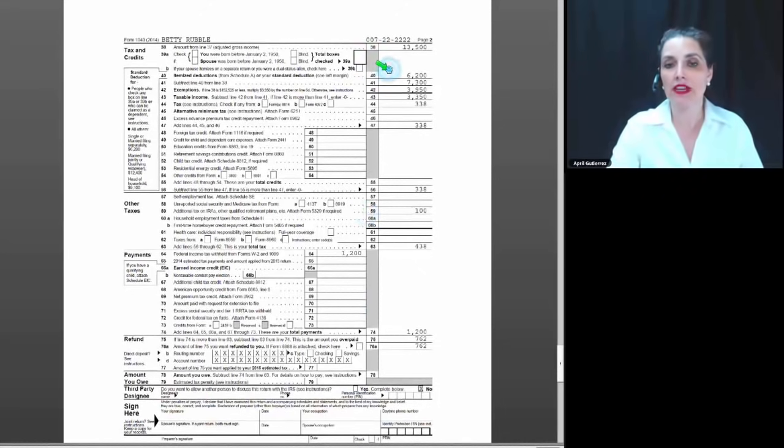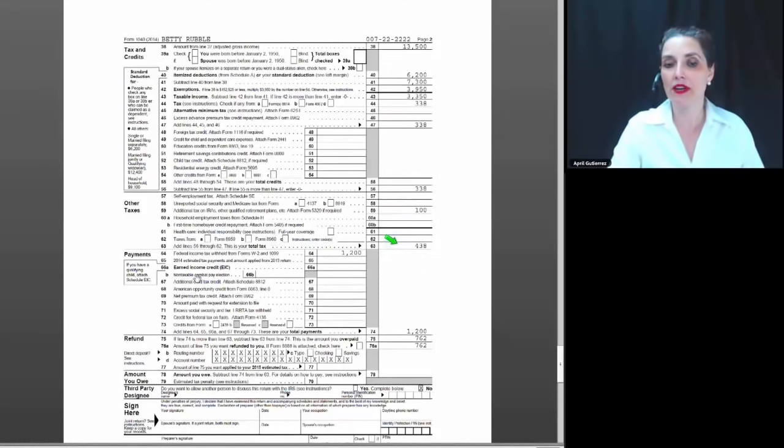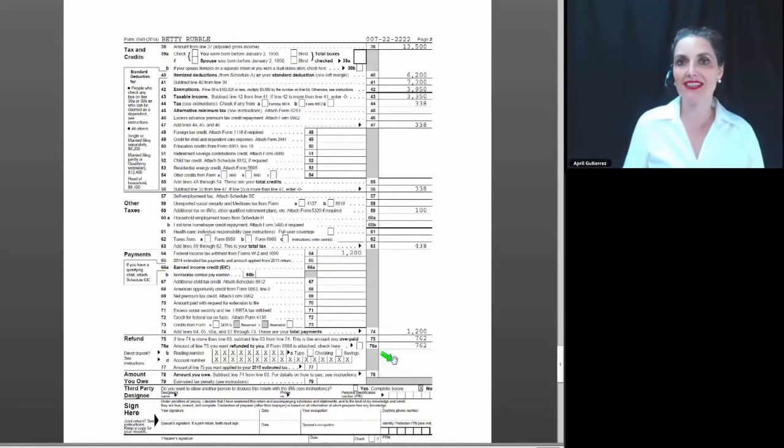So we figure her standard deduction at $6,200, her personal exemption at $3,950, her tax is $338, but she has to add in that early distribution tax of $100, bringing her tax to $438. She did have a decent amount of withholding, though, $1,200 of withholding, and so ultimately she has a refund of $762. So that completes the review of the homework assignment for pension and Social Security income.